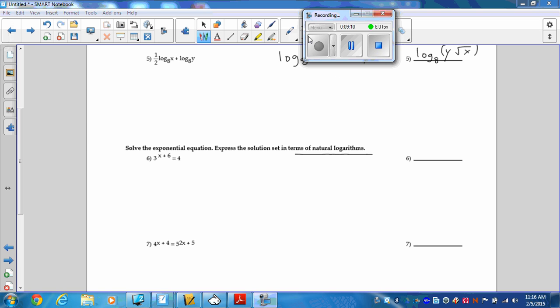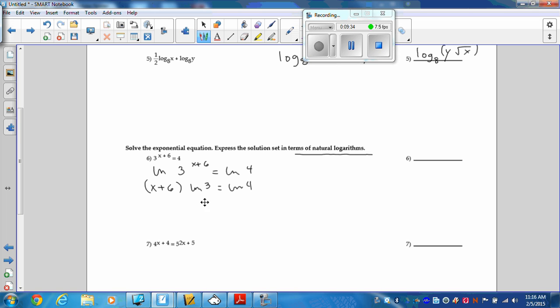Okay, I'm going to take the log of both sides. So the log of 3 to the x plus 6 equals the log of 4. And so the power rule says that we're going to bring this one to the front. X plus 6 times the log of 3 equals the log of 4. So I'm going to divide both sides by the log of 3. So x plus 6 equals the log of 4 divided by the log of 3.